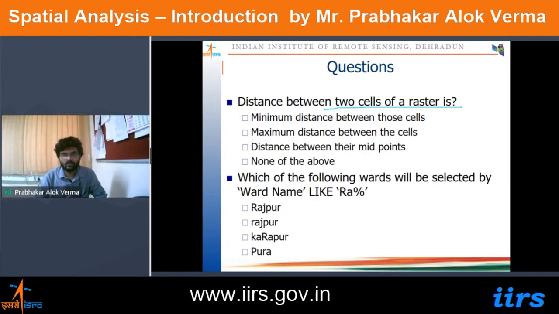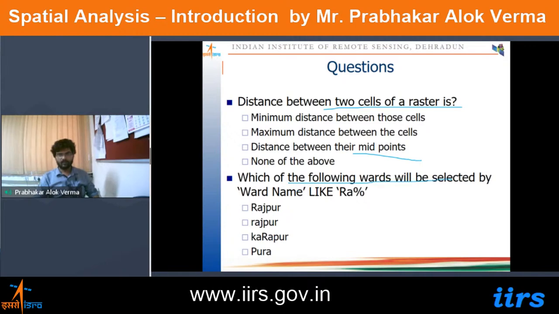What is the distance between two cells of a raster? Is it the minimum distance between these cells or the maximum distance? No, it is not minimum. The minimum distance concept is there in case of vectors. In case of raster, it is the distance between the midpoints.